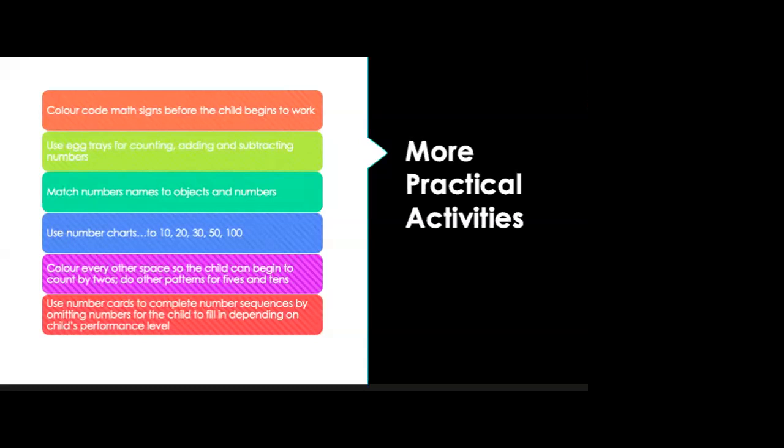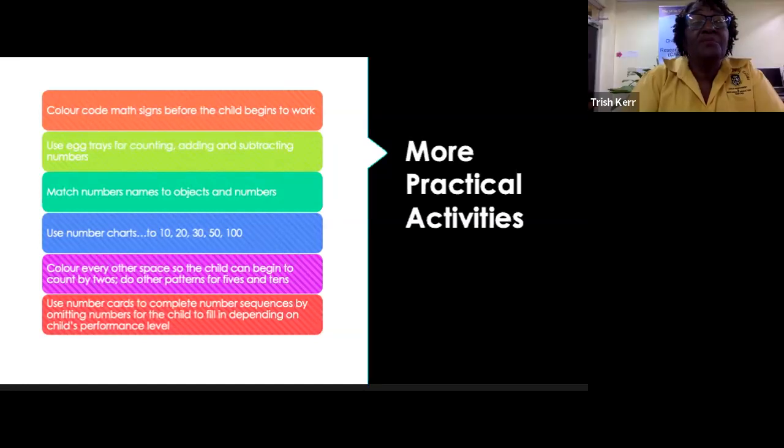You can use egg trays for counting. Okay, so you will have the egg trays. Let's say you use the trays with a dozen eggs. All right, so you may put one counter in each. So they'll be counting 1 up to 12. But some may put 2 counters in each. So they'll be counting 2, 4, 6, 8. Remember, we are reinforcing challenging skills.